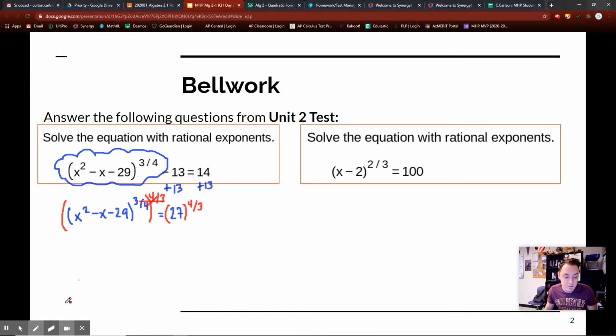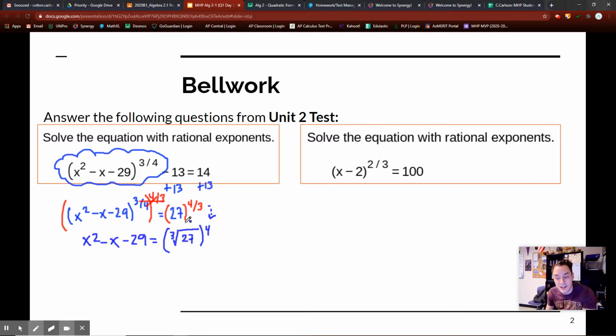Those go poof. Now what I'm left with is x squared minus x minus 29, and then equals, what the junk is this? Okay. There's a couple of ways you can write it. I'm going to write it like this. It's the cube root of 27 and then to the 4th power. That's one way to write that, okay? So my denominator here, that 3, is the index, and then the 4 is my exponent of the whole thing. So I can rewrite that as a radical.